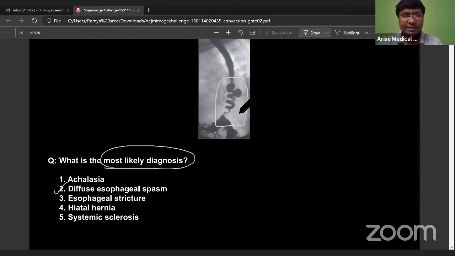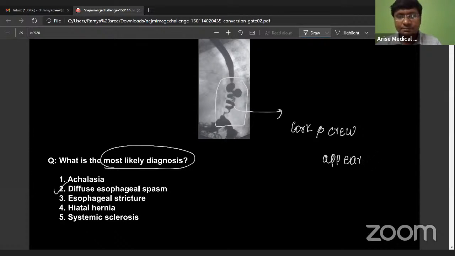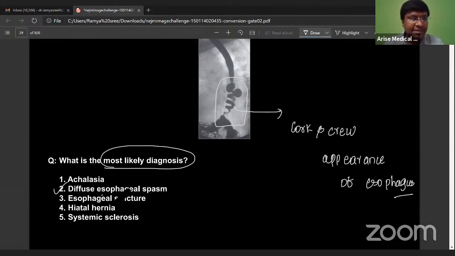So what are you observing here? You are seeing the presence of a corkscrew appearance of the esophagus. Where will you have this corkscrew appearance of the esophagus? You will have that in patients with diffuse esophageal spasm. So these are some of the important image-based questions for today.